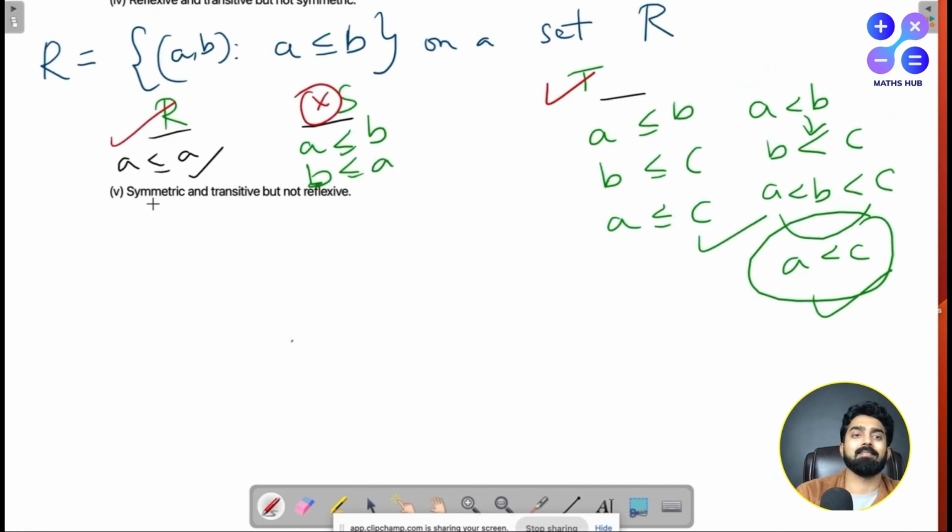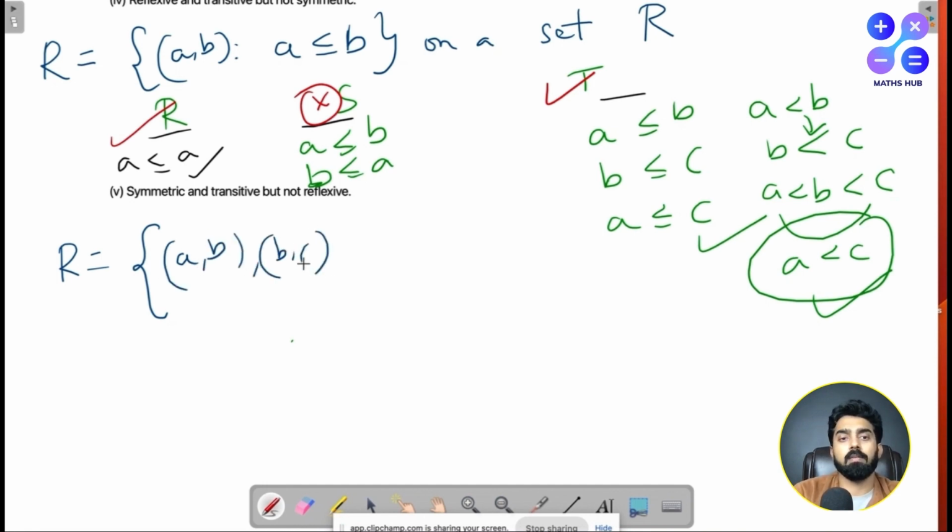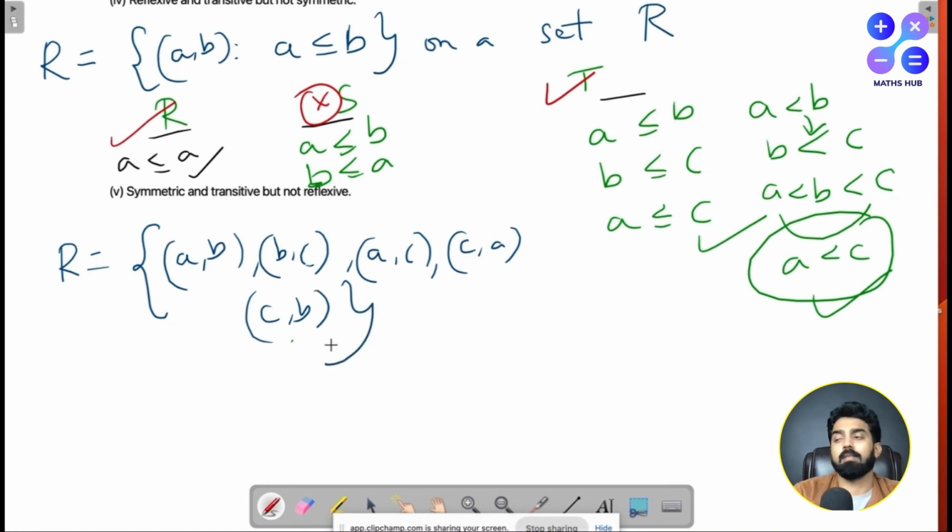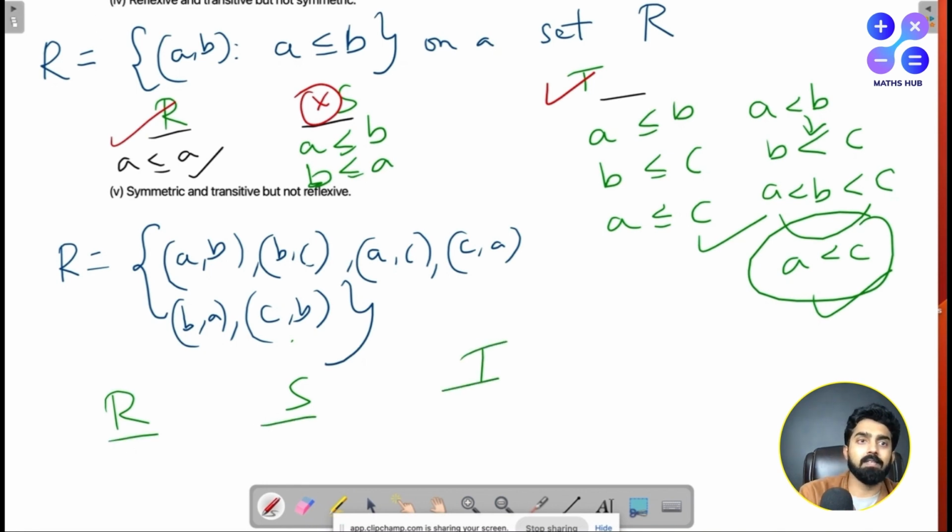Let's go to the last question. Okay, for this one, let's see. R equals A comma B, B comma C, A comma C, C comma A, C comma B, and B comma A. Let's test this. Is it reflexive, symmetric, and transitive? Reflexive means for every element you need to have a relationship with itself, right? So we need to have A comma A, which is not there, B comma B is not there, C comma C is not there. So this is not reflexive.